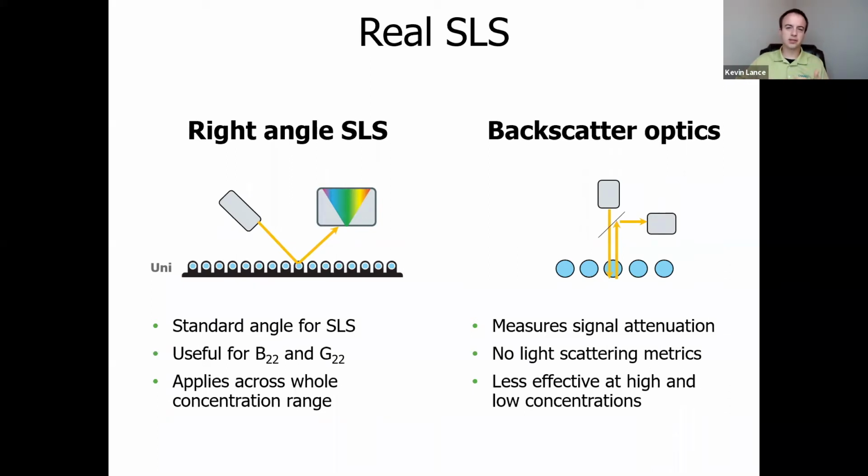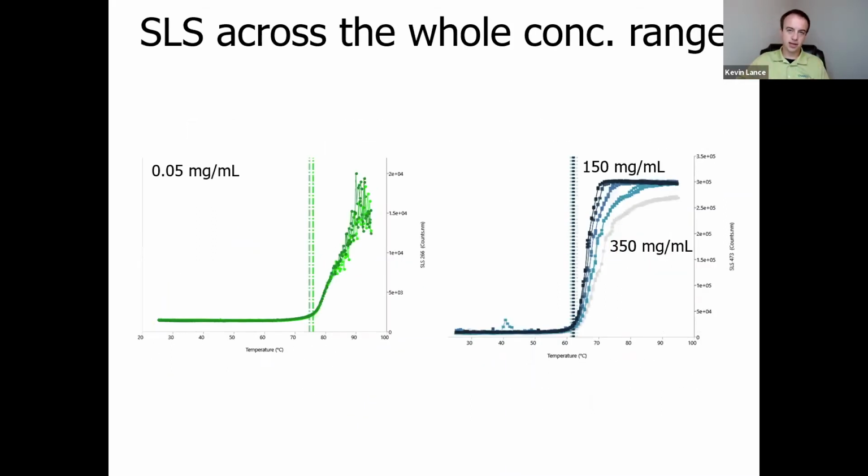The corollary to this is that it's going to be less effective at high and low concentrations. At low concentrations, you're going to have a very strong signal where only a little bit is lost. And at very high concentrations, you're probably going to lose a lot of your signal and have a much less sensitive response. So with right angle SLS, you can get results that look like these across that whole concentration range. Whether you're working at the very lower end or all the way up to 350 milligrams per mil, which this is for an antibody candidate, you still get strong SLS signals and can get aggregation data.